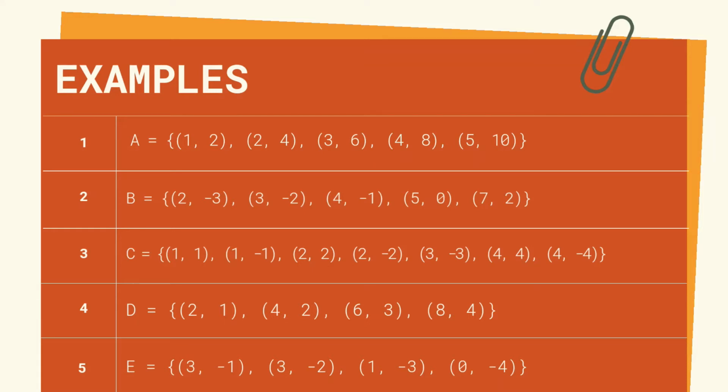For the fourth example, D is the set of (2, 1), (4, 2), (6, 3), and (8, 4). Since there is no repetition of numbers in the domain, this set of ordered pairs is a function. For the last example, E is the set of (3, -1), (3, -2), (1, -3), and (0, -4). Since there is a repetition of numbers in the domain, this set of ordered pairs is a relation.